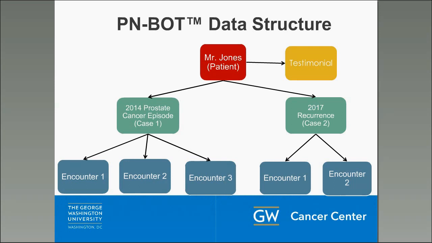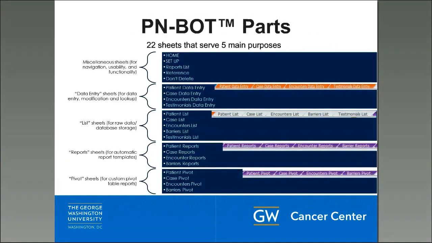So that's generally how the data structure of PNBot works. And I just want to go over some of the parts of PNBot, and I'll be showing this to you live in a minute. But this is basically a big list of all the different sheets that are contained in PNBot. So PNBot is an Excel workbook that contains 22 sheets for 5 main purposes. So I'm just going to ignore the first category for now.